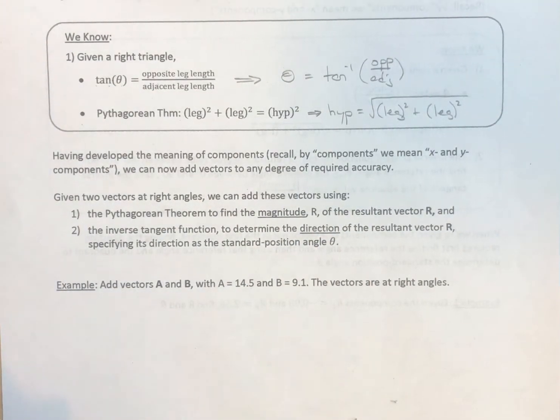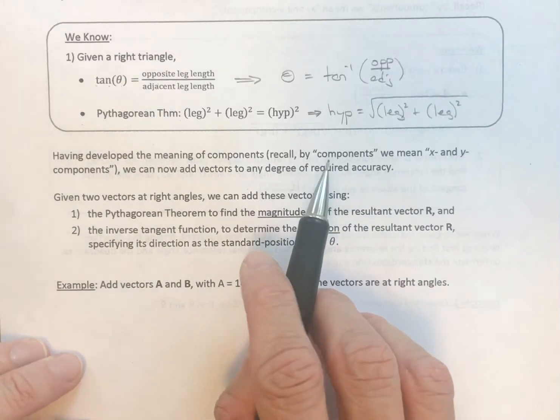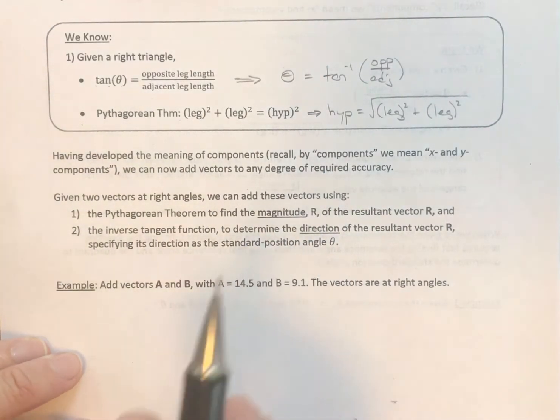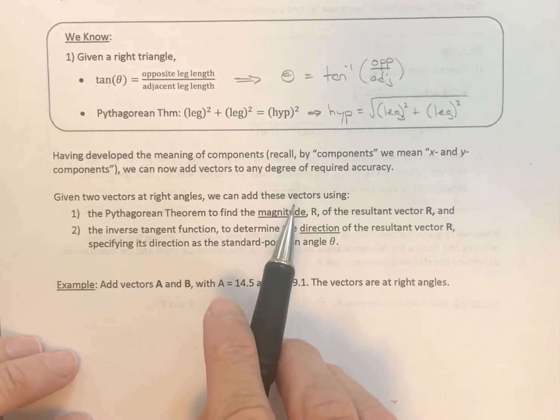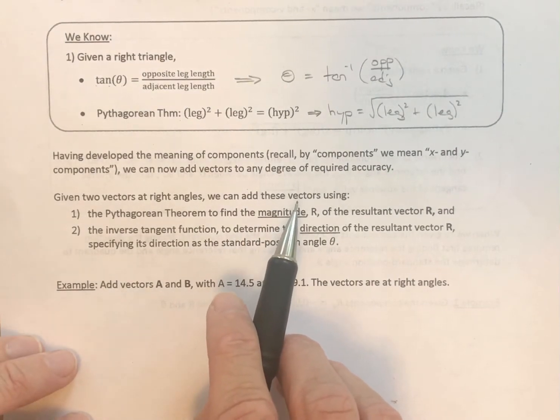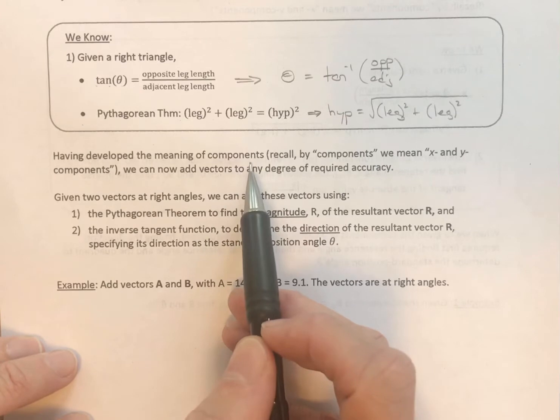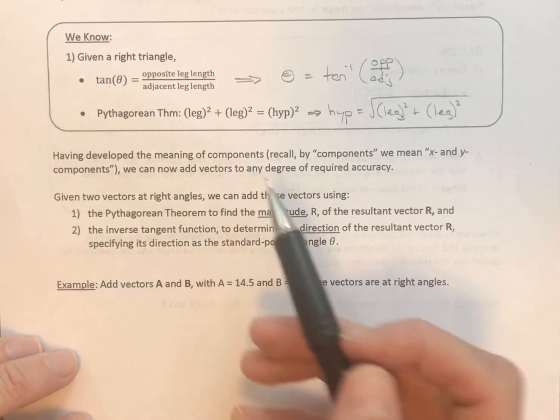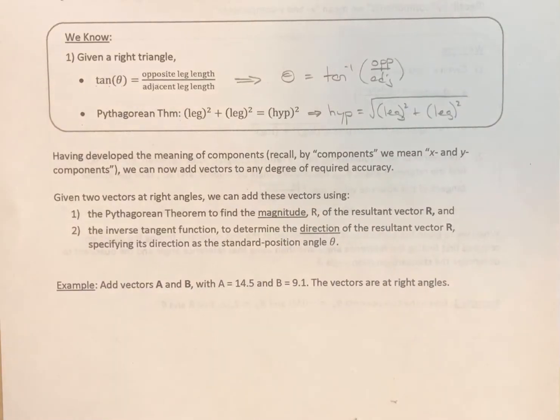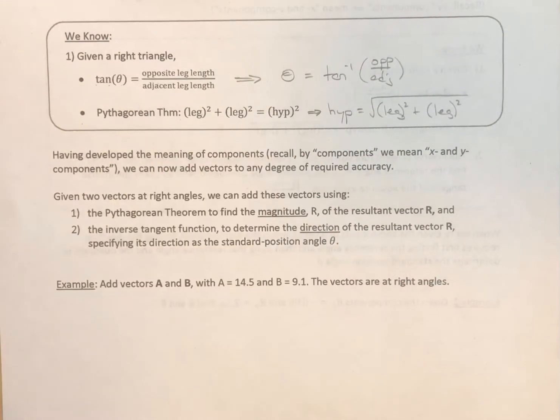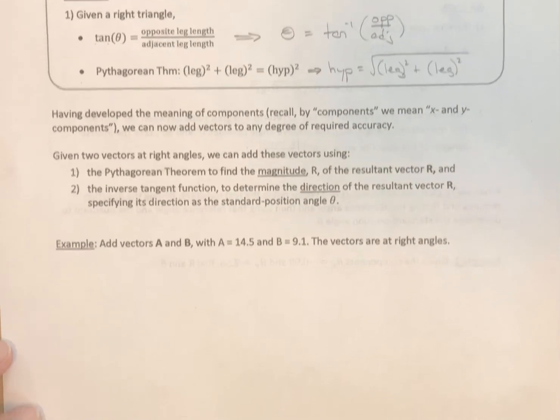Graphically, we were stuck. We got a pretty good idea with our protractor and our ruler, but it was all based upon how precise we were being measuring things. Using components, we can get very precise with the resultant vector, the sum of the two or three vectors we're talking about. How do we do that?